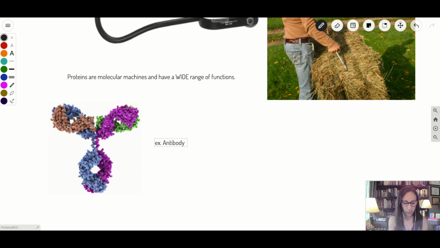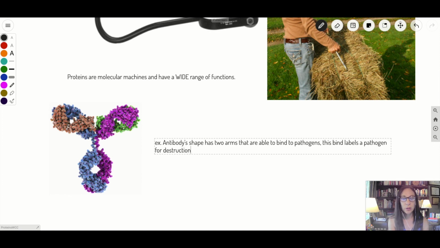Okay, so an antibody's shape has two arms. If you see at the top here, these are like two arms with hands on them. And the two arms are in charge of grabbing onto pathogens, so it has two arms that are able to bind to pathogens. Okay, and this binding labels a pathogen for destruction.